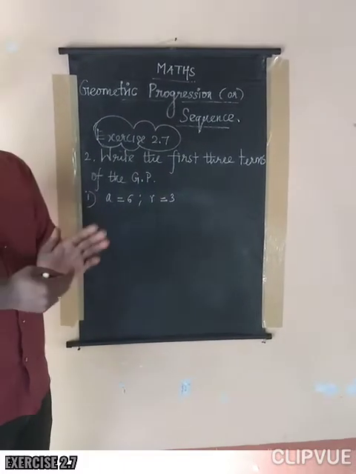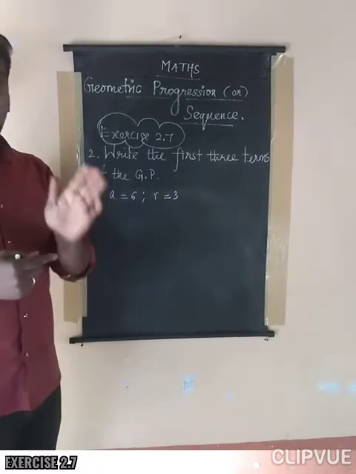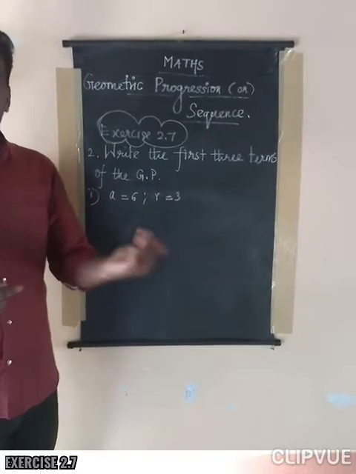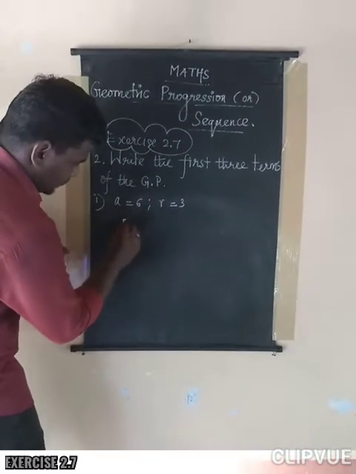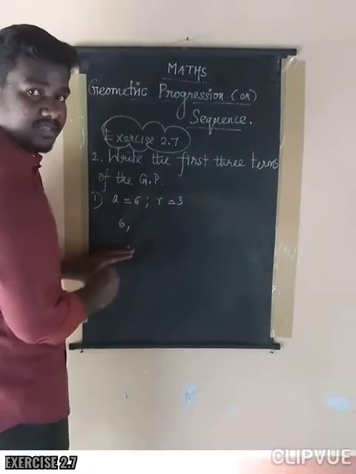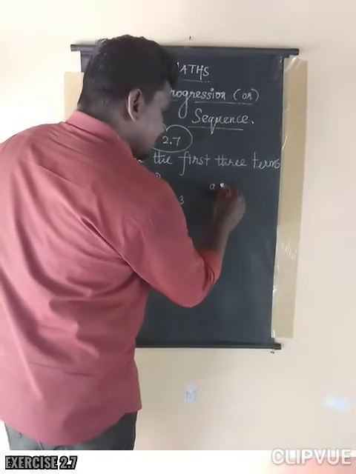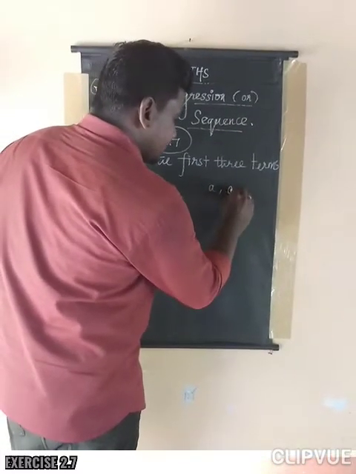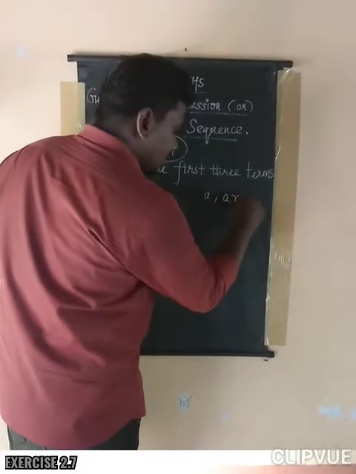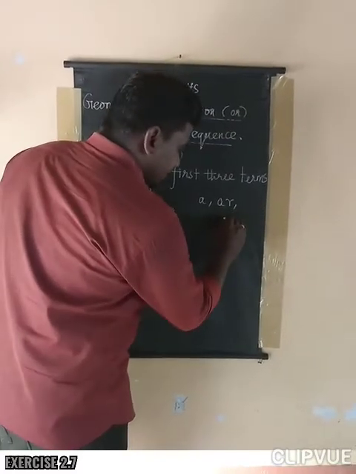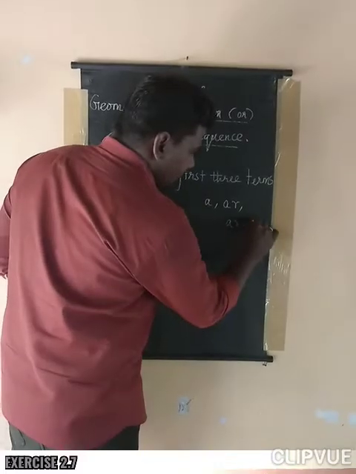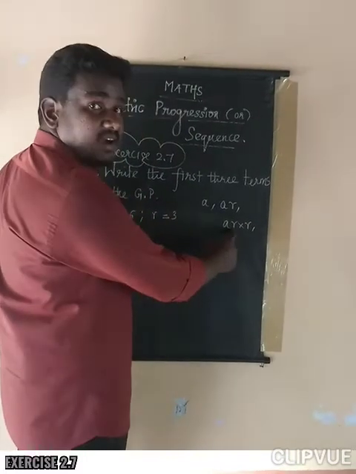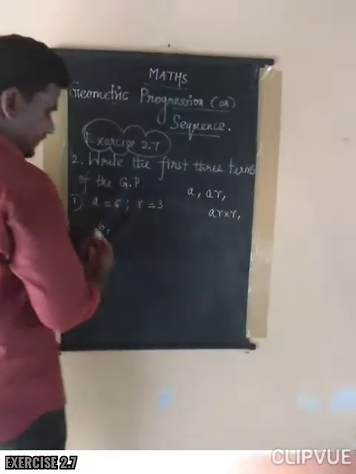So how to get the third term? The third term is obtained by multiplying the common ratio by the preceding term. So A is equal to 6. The second term is the first term into the common ratio, and the third term is the second term into the common ratio. The second term is AR into the common ratio. Like that we can find.